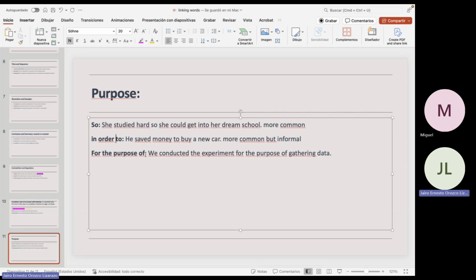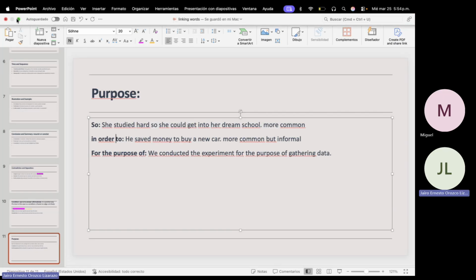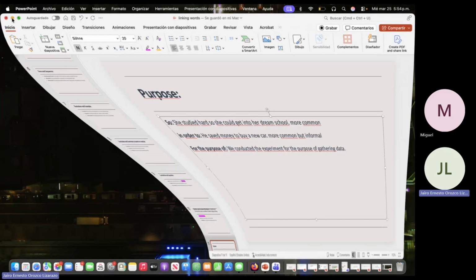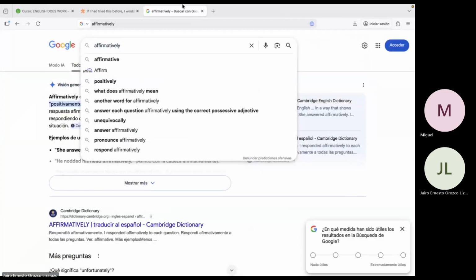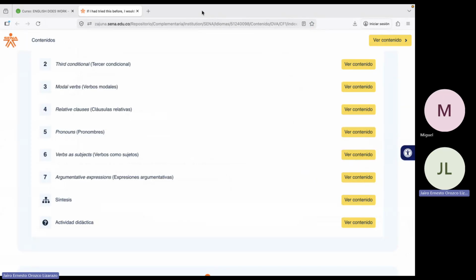For the purpose of, para el propósito de, okay? So we conducted the experiment for the purpose of gathering data. Okay, so those are the most common linking words. There are many more.